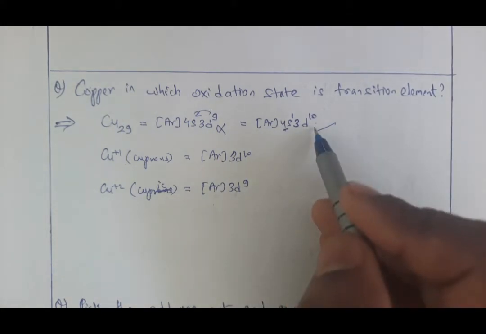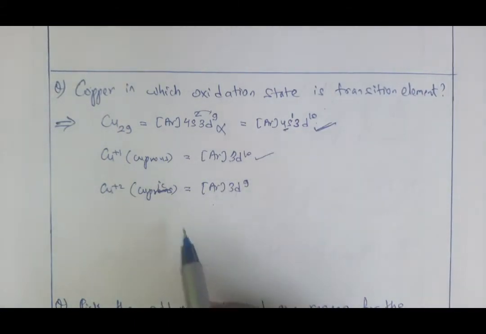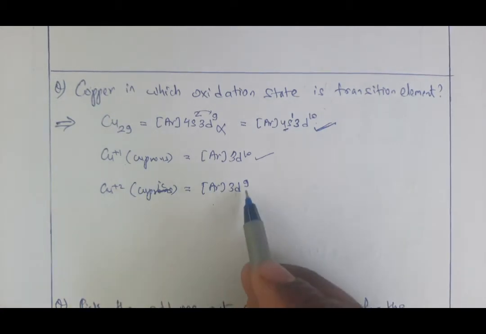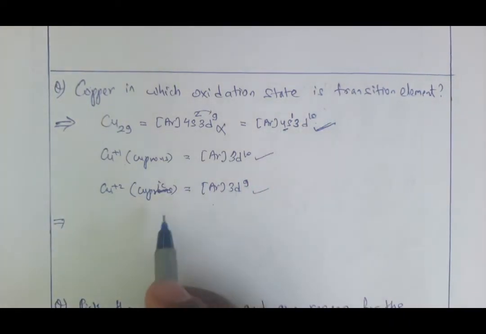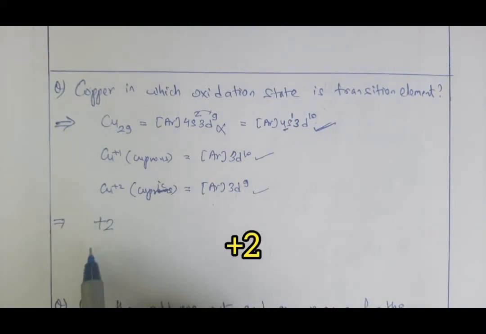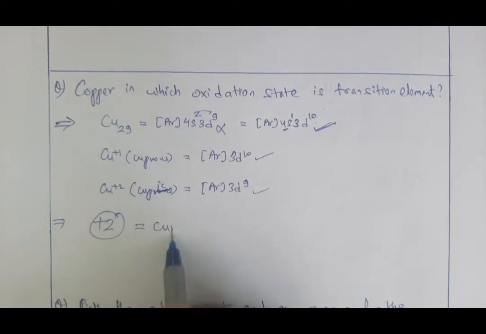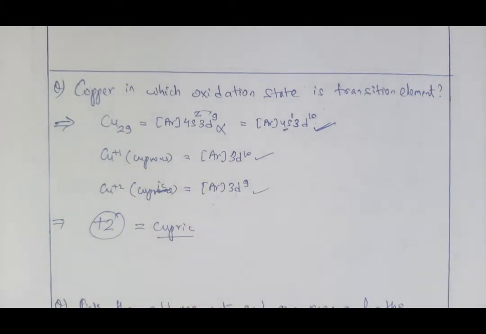Now if you see here, the d orbital is completely filled, it is not transition. In cuprous also, the 3d orbital is completely filled, it is not transition. Whereas in cupric, the 3d orbital is neither full filled nor half filled. 1 to 9 is transition. So therefore, this is transition. So the answer for in which oxidation state copper is transition is +2. In the +2 oxidation state, copper is a transition element, and +2 means cupric. It is a transition element because the d orbital is not completely filled.